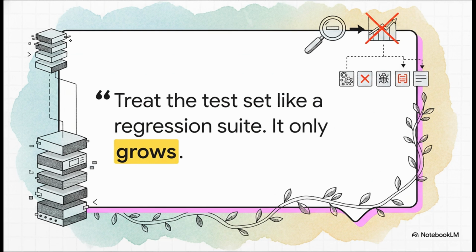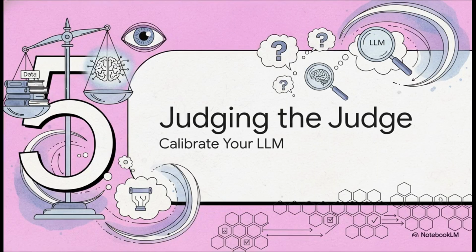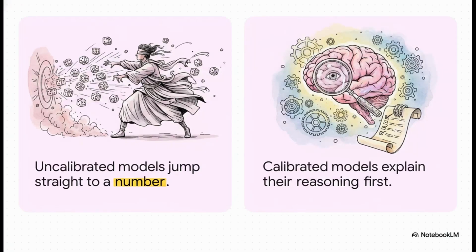Let's dive into section 5. Judging the judge and why you need to calibrate your LLM. So, one more quick thing on scoring. A lot of people naturally reach for an LLM as a judge. You just ask another model to rate the output. And hey, it sounds really clever, but there is a massive catch. An LLM judge has its own weird little quirks. And a bad judge just gives you false confidence in all the wrong things. So if you're going to use one, you absolutely have to calibrate it.